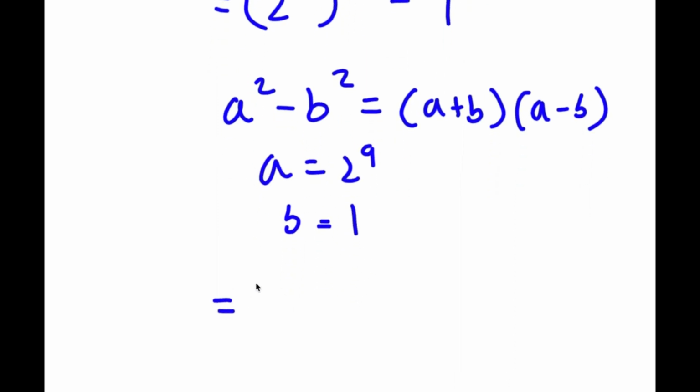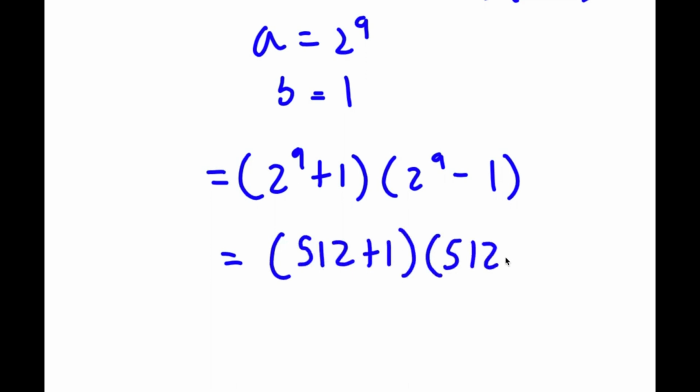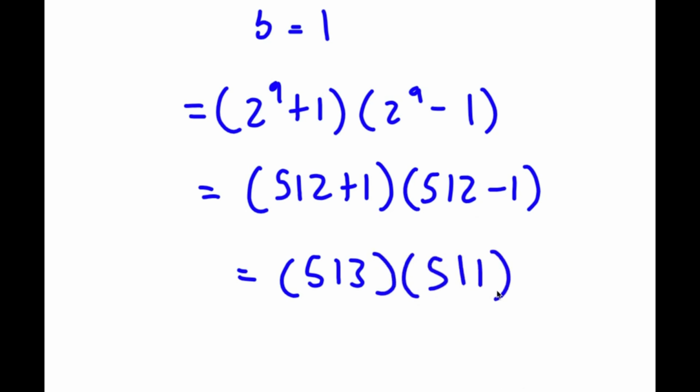So now I have 2 to the power of 9 plus 1 times 2 to the power of 9 minus 1. Now, if you guys already didn't know, 2 to the power of 9 is simply equal to 512. So now I have 512 plus 1 times 512 minus 1. And 512 plus 1, that's obviously 513. 512 minus 1, that's obviously 511. So I have 513 times 511.